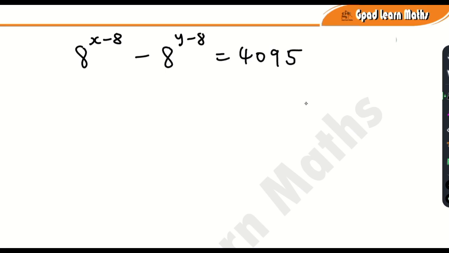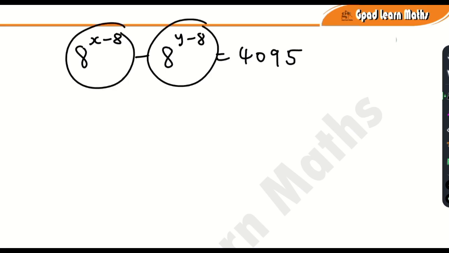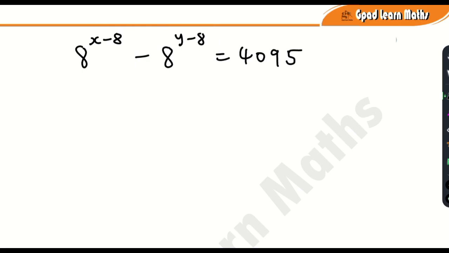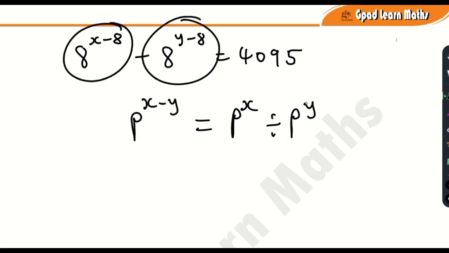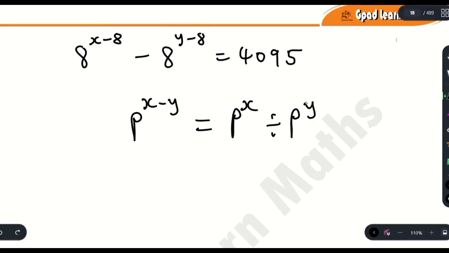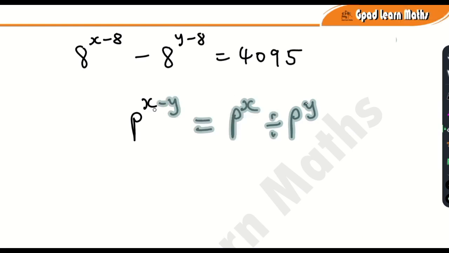I'm going to use the law of indices here and here to separate them. So here's what I mean. If you have p raised to the power x minus y, you know that using the law of indices, this can be rewritten as p raised to the power x divided by p raised to the power y, because if they have the same base, you can subtract the powers since you are dividing. So that's what I'm going to be doing in this case and in this case. I'm going to split them using the law of indices that has to do with division. So let's do that right here.